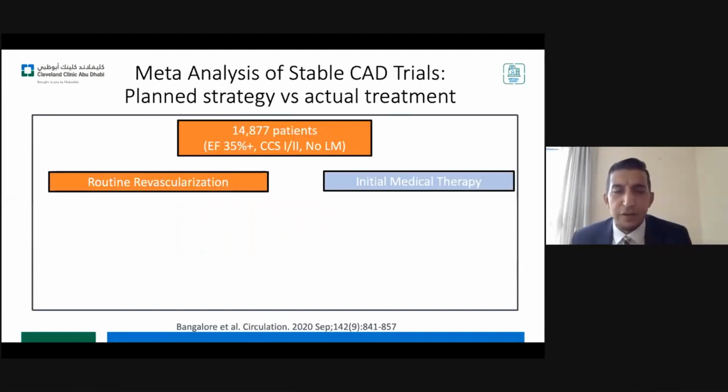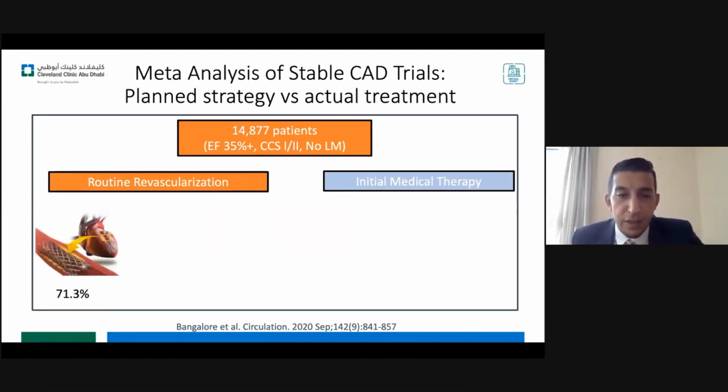So if we combine all these trials, now that we have about a 25 to 30 year history of trials looking at these stable CAD patients, excluding high risk anatomy, and looking at a planned revascularization strategy versus medical therapy, in these trials we have close to 15,000 patients. Almost all have normal EF, no left main. All the trials did some sort of process to exclude left main. And the vast majority of patients were Canadian class 1 or 2 angina, so excluded the severe anginas.